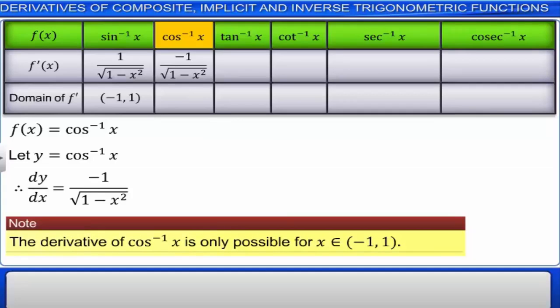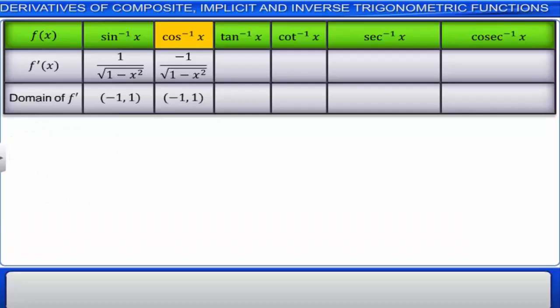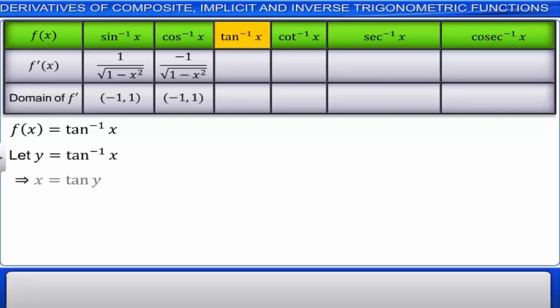Now, consider the function f of x is equal to tan inverse x. Let y be equal to tan inverse x. This can also be written as x is equal to tan y. Let this be equation 1. Now, let's differentiate both the sides with respect to x. We know that the derivative of tan y with respect to x is equal to sec squared y into dy by dx.